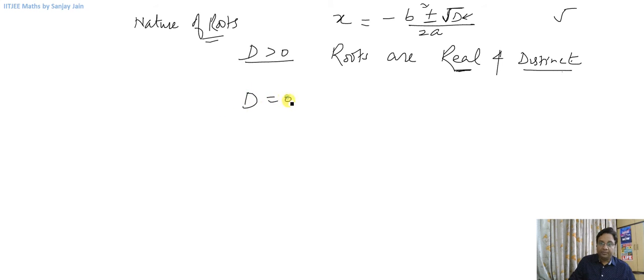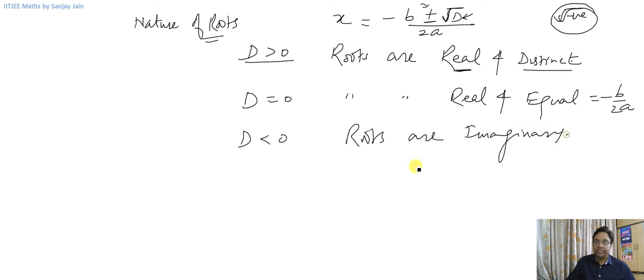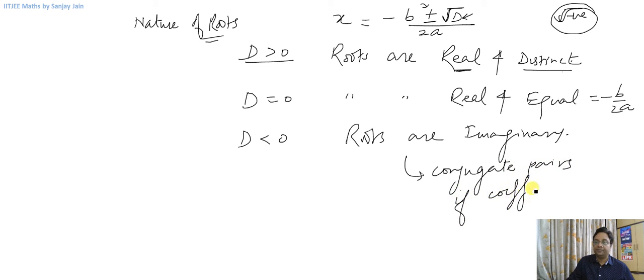Now if D is equal to 0, the roots are real and equal, and we have seen that these roots are equal to minus b by 2a. And if D is less than 0, then there will be a negative number inside this radical sign, which is not a real number, right? So the roots are imaginary, and we also said that these will be in conjugate pairs if the coefficients are real, that is, a, b, c belong to real numbers.